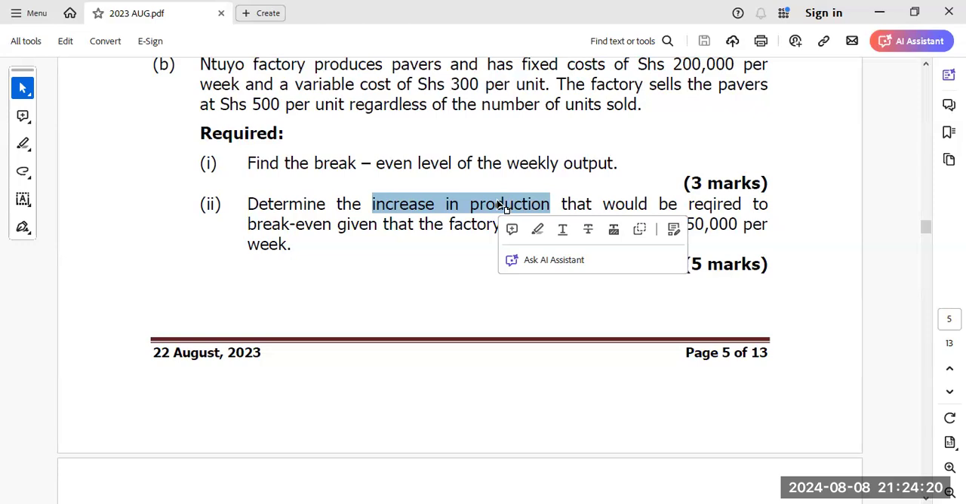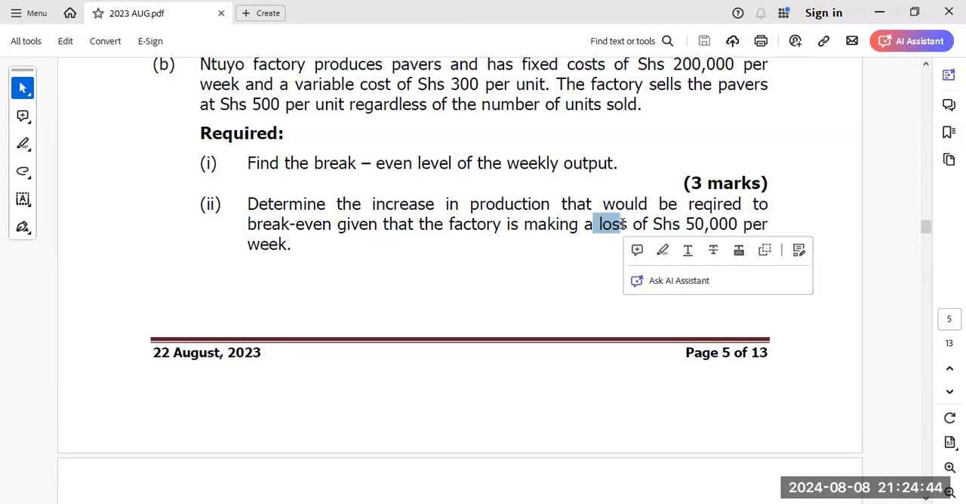They have given you a loss, but now they need you to look for an increase in production. Already, you know the number of pavers you need to break even. But here we are trying to get the increase. If you're given a loss, what can come into your mind? Of course, we always have a loss and profit. So as you determine the increase in production, already you have the number of pavers to break even.